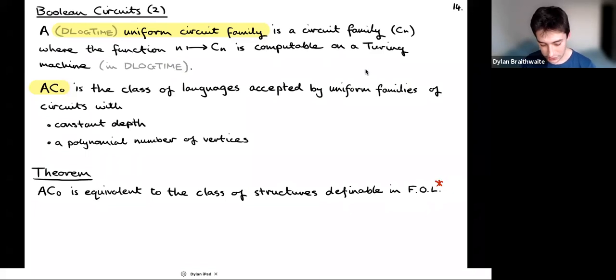So what we say is we add to our logic a linear order. So actually, when we say first order logic, we're saying first order logic plus some linear order on the elements of the universe. And in that case, then yes, this is an exact equivalence between the elements of AC0 and the structures definable in first order logic.